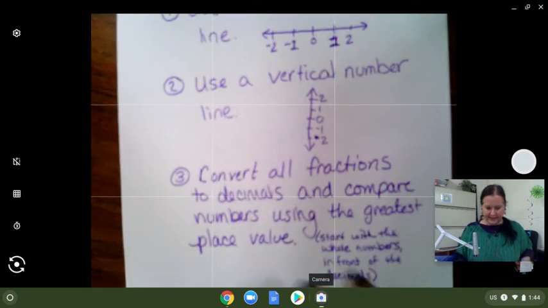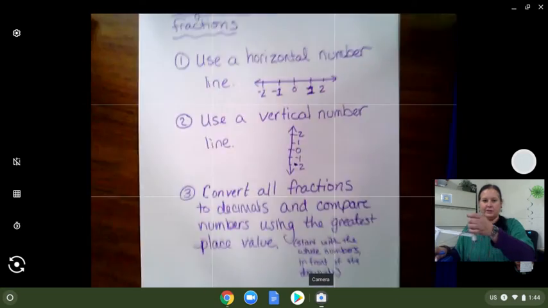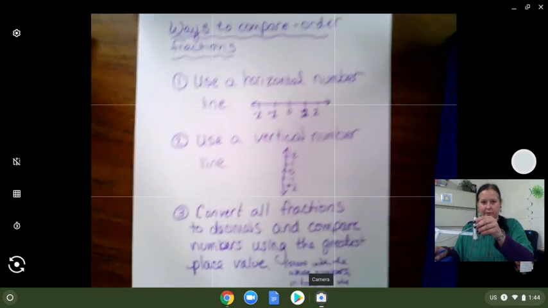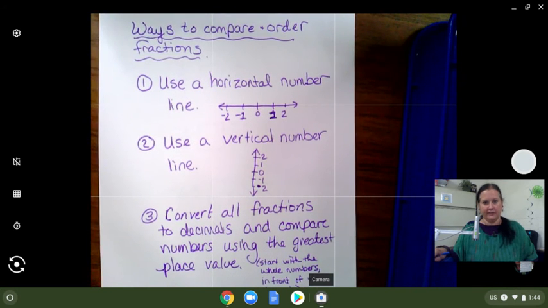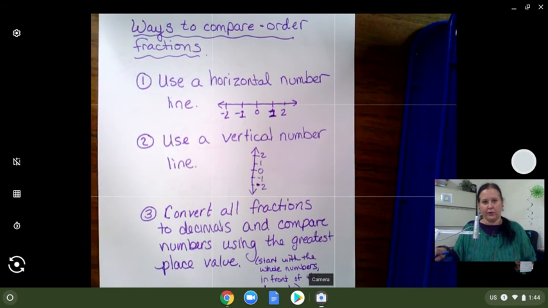All right, let's look at this. This I would like you to look at, pause it, and you may really want to write this down. This would help you a lot on your test. These are just different ways of comparing and ordering fractions.